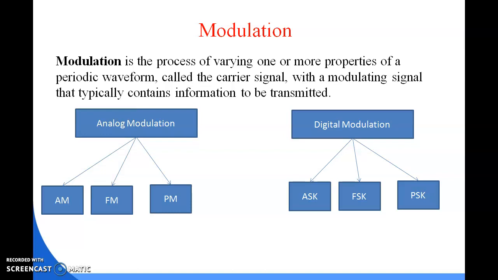Now, the modulation process is required to increase the strength of the original signal. Generally, the original signals do not have enough strength to journey a long distance, right? So for that reason, a carrier wave or carrier signal is required to carry the original signal from the source to the destination point, and that is the modulation technique.